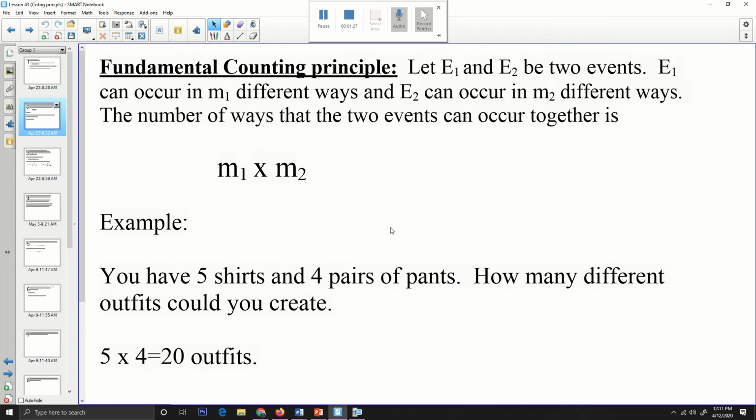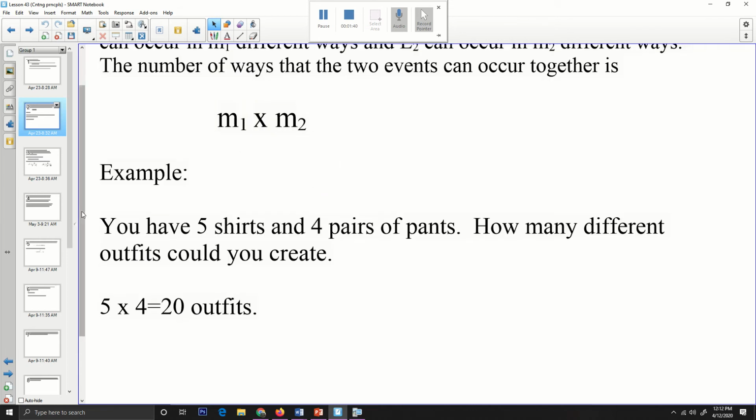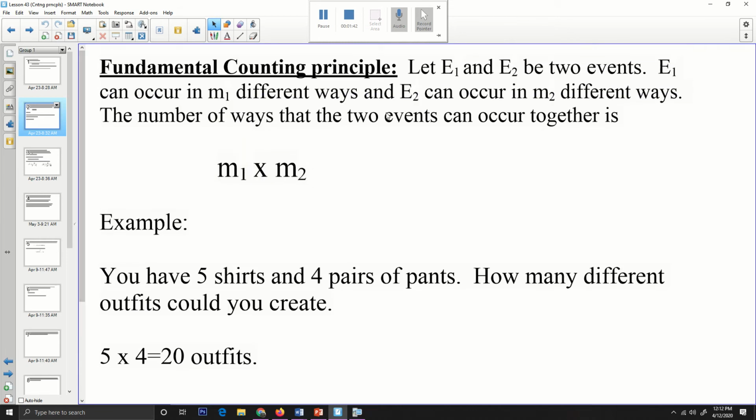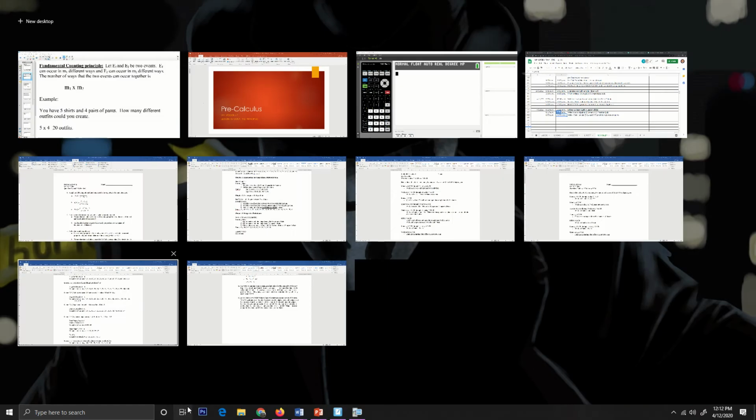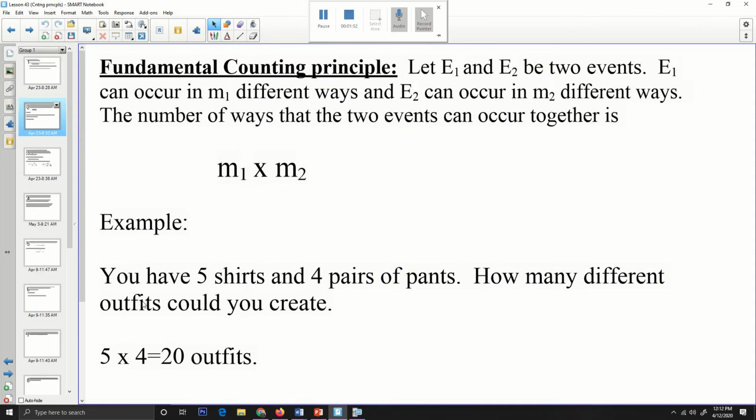Now, if you extended that and said, all right, let's say I had 3 different pairs of shoes and I wanted to include that in the mix. Well, that would be a third event, E3, and it would have a third number of ways that you could do it. M3 would be 3, and we just go 5 times 4 times 3 is 60. Very similar.